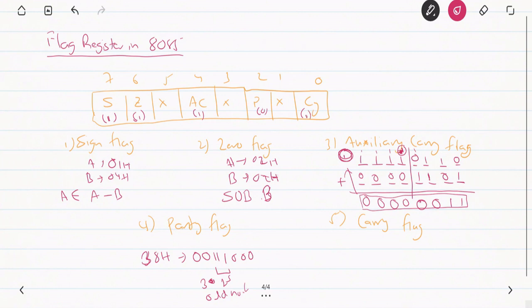So these are the 5 different flags that denote the status of any arithmetic or logical operation that you do in your microprocessor using some code.